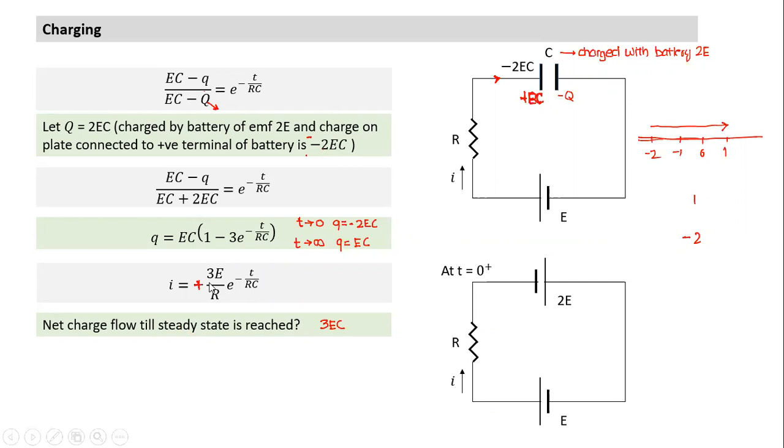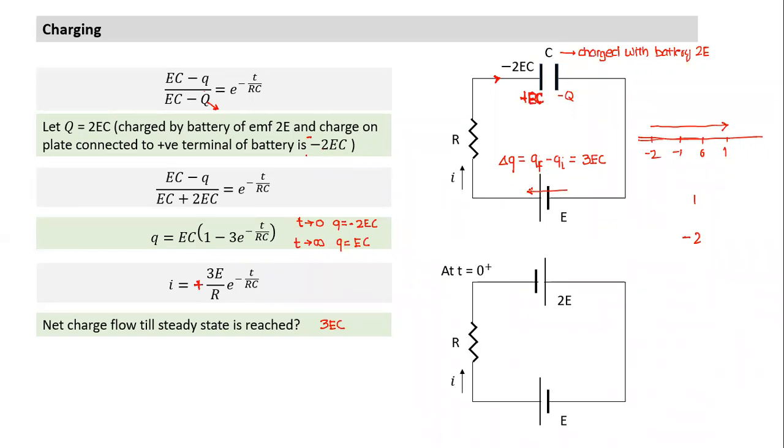So I understand this was the initial state. The charge was equal to minus 2EC. It has become EC. It means charge has been subtracted from here and added here. What is the net Q? Net Q is equal to final charge minus the initial charge. If I use a simple formula also, it comes equal to 3EC. So this is the charge flow which will take place.